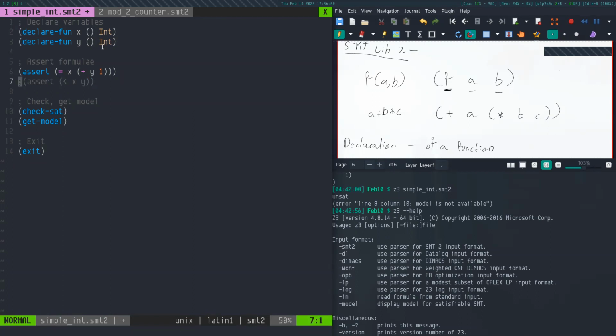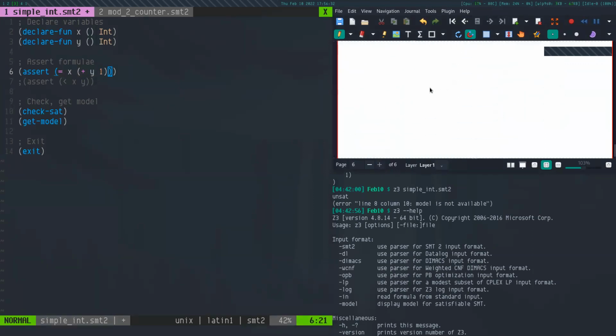So now, by the way, semicolon is a comment, and I think Lisp also uses semicolon, I'm not sure. But semicolon basically means comment. Now we have come to this assert command. What it does is it tells your SAT solver to add whatever formula follows into its table of assertions, right?